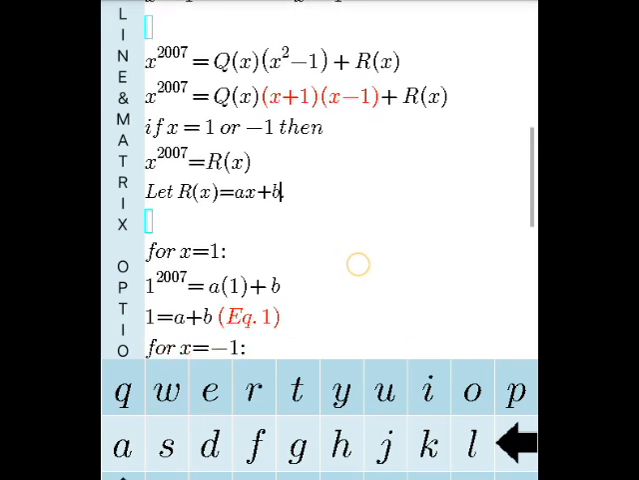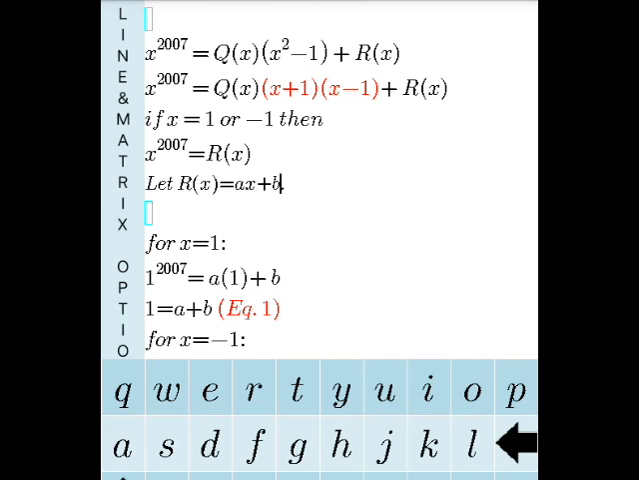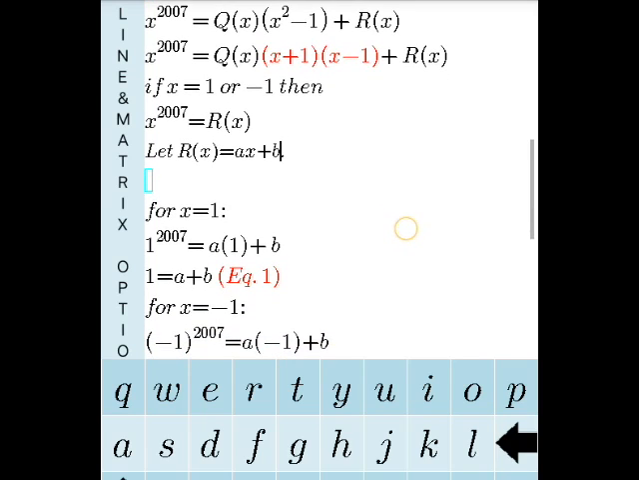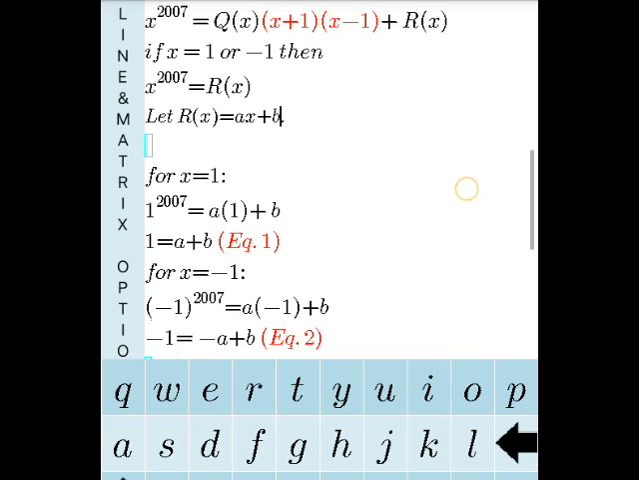Next is for x equals -1. For x equals -1, our x to the power of 2007, so -1 to the power of 2007 equals a times -1 plus b, right? Since 2007 is odd, then -1 to an odd power would just be equal to -1. A times -1 is -a plus b. These two, equation 1 and equation 2, are two equations in two unknowns, a and b.